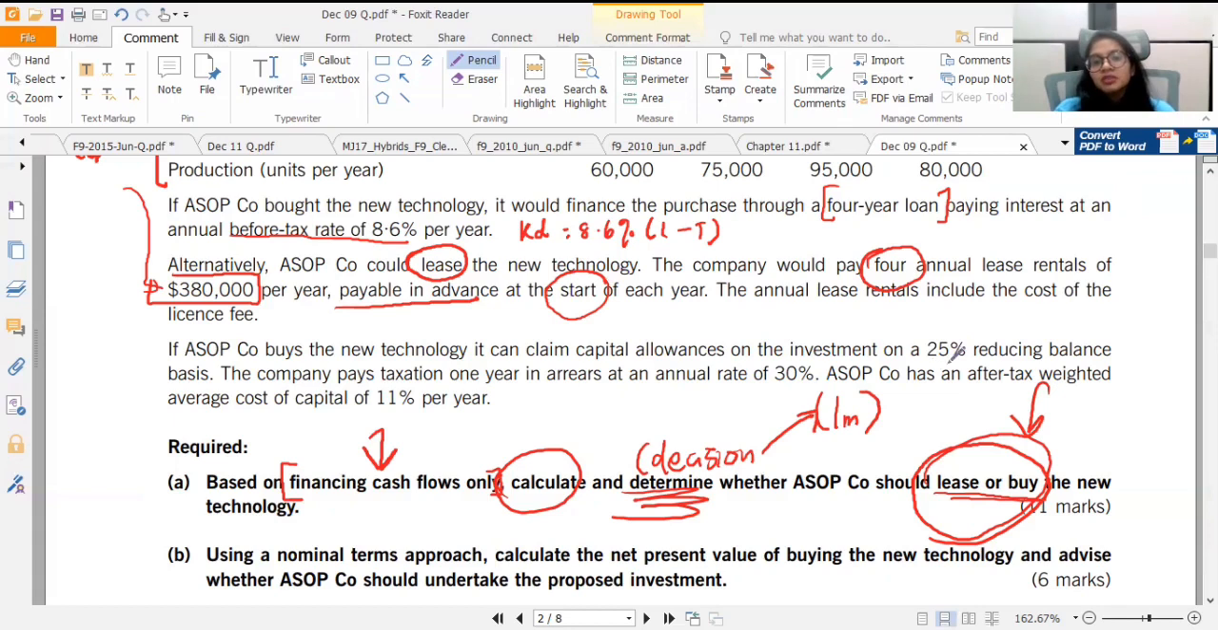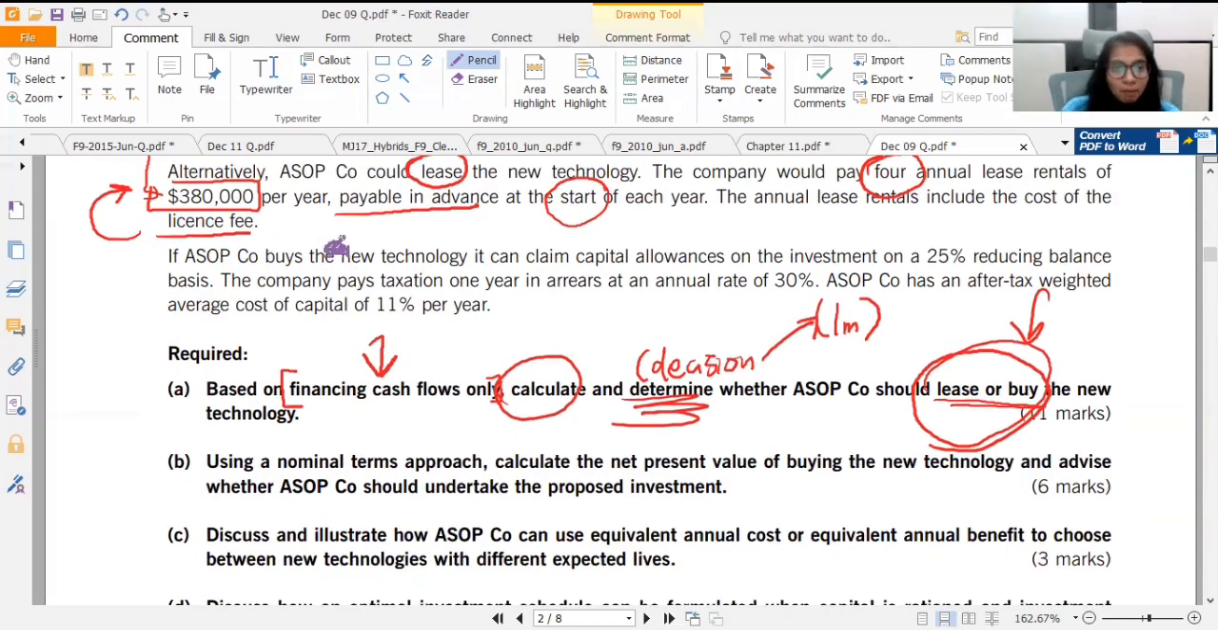Right now, the annual lease rental includes the cost of the license fee. That means the license fee for leasing is already incorporated into the lease rental payments. Okay, now, next, if ASOCO buys the new technology, it can claim capital allowances on the investment on a 25% reducing balance basis. So here you have 25% reducing balance.